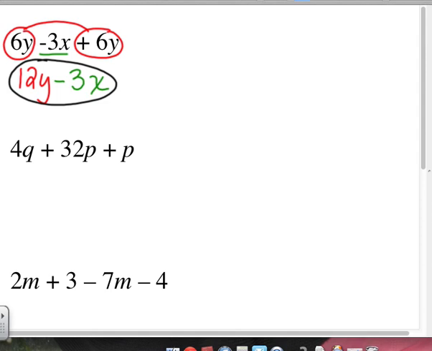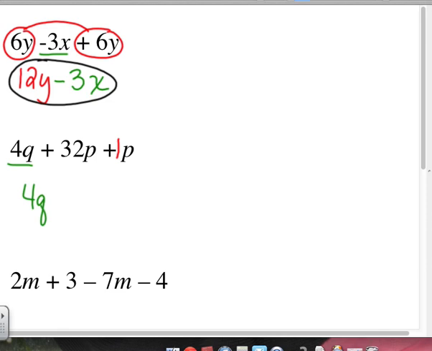Okay, look down at this next one. We've got a 4q, a plus 32p, and a plus p. Whoop, what am I going to sneak in? I'm going to sneak in that invisible 1. So I'm looking at the 4q. I don't see anybody else like him. There are no other q terms, so he just stays 4q. Now we're done with him.